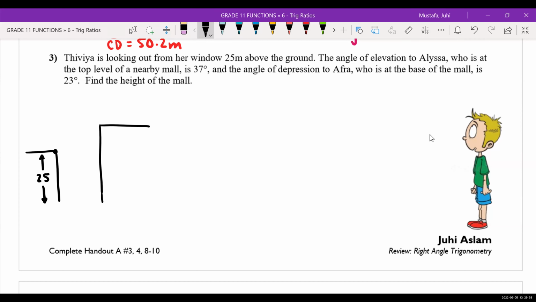I also know Alyssa is at the top level of a nearby mall. And by the way, this is my mall. And Alyssa is standing right over here. That angle of elevation is 37 degrees. So remember, the angle of elevation always has to be measured from a horizontal. So according to Thivia, who's in this building, I'm going to draw a horizontal from her line of view. And then she's looking up all the way to Alyssa, who is standing right there. And that angle measurement is going to be 37 degrees.